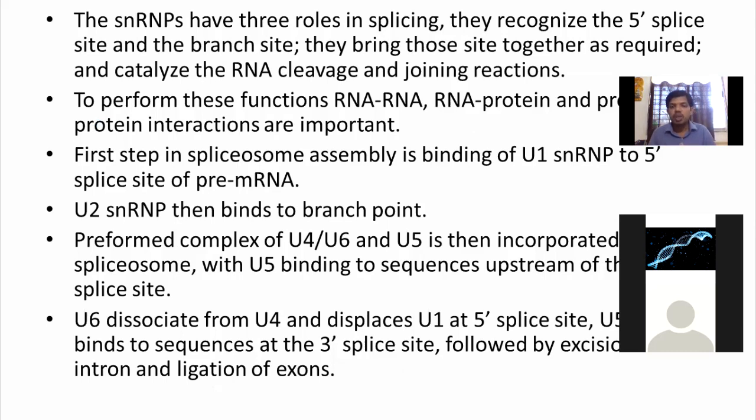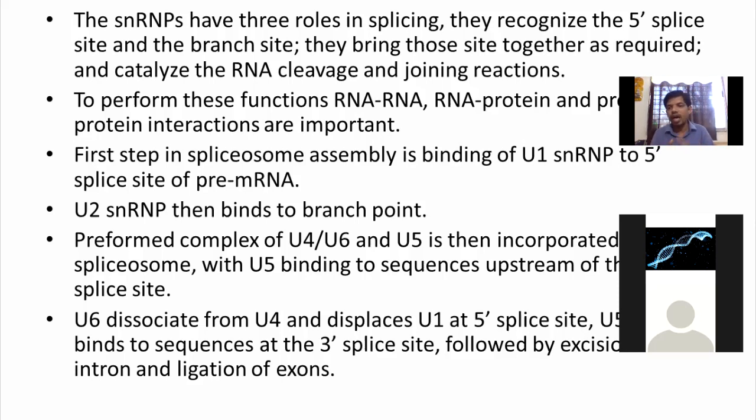Then, to perform these functions, RNA-RNA, RNA-protein, and protein-protein interactions are very important. It is not easy for any protein to interact with the DNA or the RNA. So that protein must contain a certain structure, such as a helix-turn-helix motif or a zinc finger motif, and so on. Here, the second point you have to remember is that to perform this, which interaction?